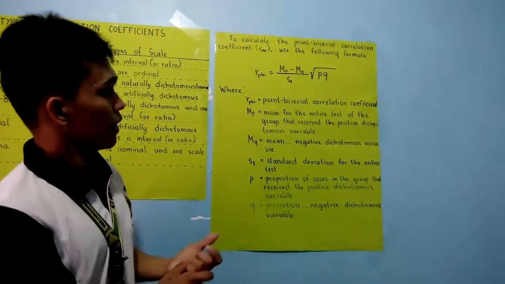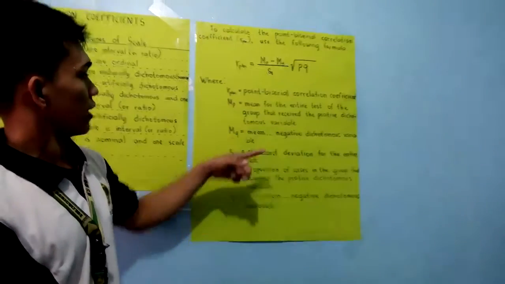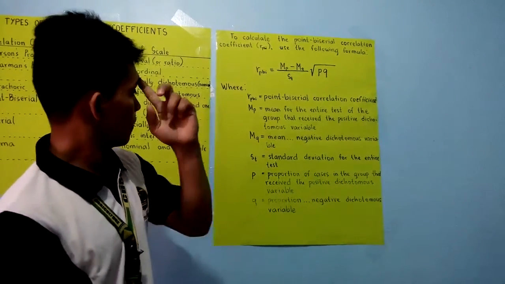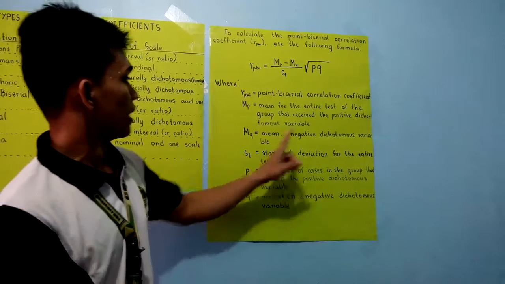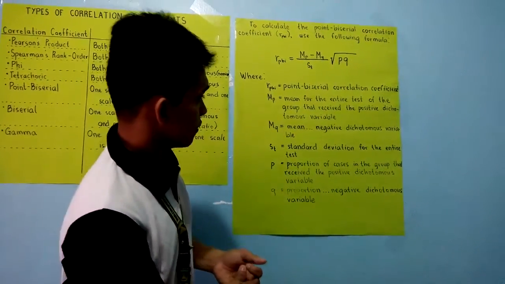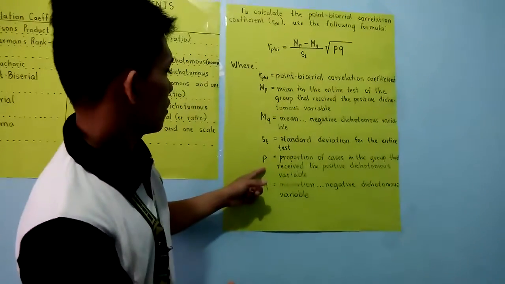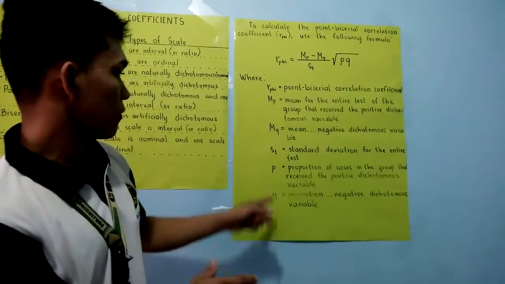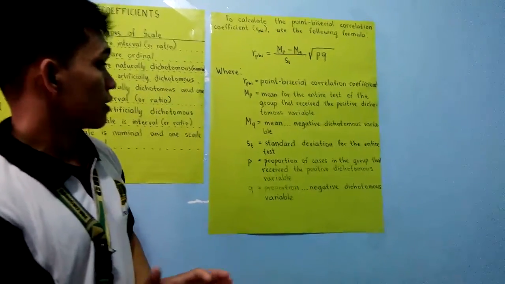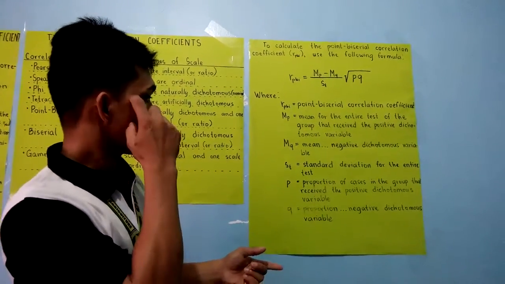M sub p is the mean for the entire test of the group that received the positive dichotomous variable, and M sub q is the mean for the entire test of the group that received the negative dichotomous variable. S sub t is the standard deviation for the entire test. p refers to the proportion of cases in the group that received the positive dichotomous variable, and q is the proportion of cases in the group that received the negative dichotomous variable.